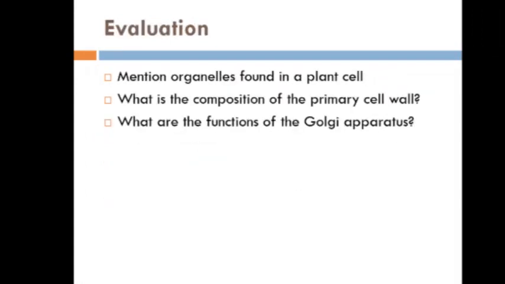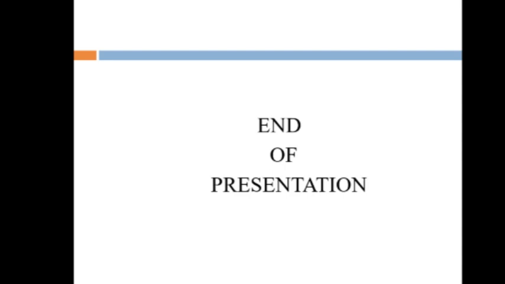And we have evaluations. Mention organelles found in a plant cell. I'm sure you can mention a lot of organelles. What is the composition of the primary cell wall? Even this you can respond to very well. And what are the functions of the Golgi apparatus? Even these are very easy questions. And this marks the end of our presentation.